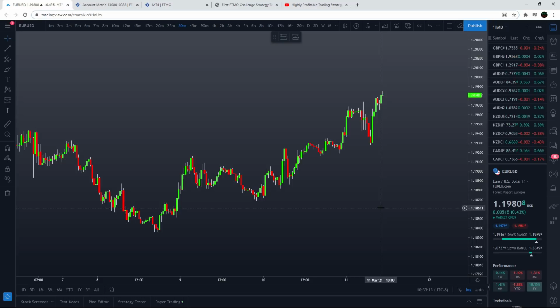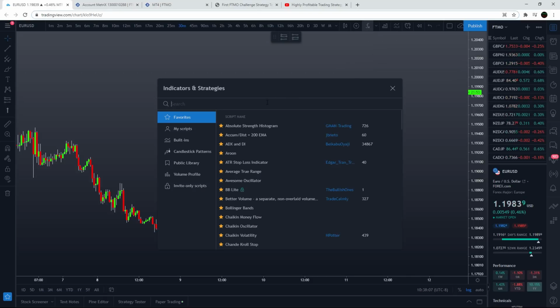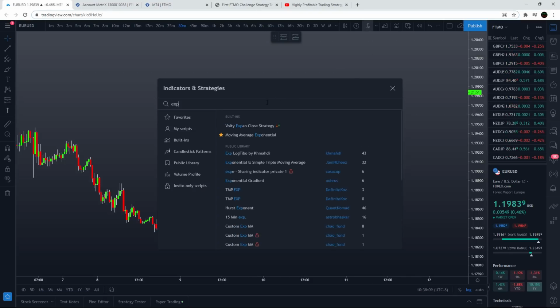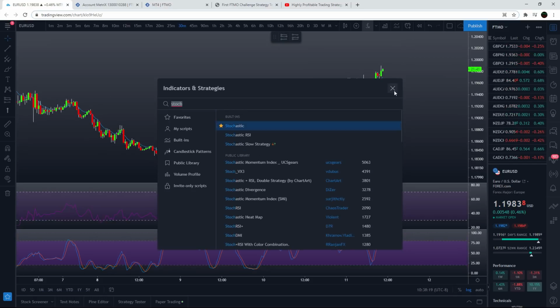Now let's go over an actual market scan. To do a market scan, we need our indicators. So let's pop up our indicators on the chart, starting with our exponential moving average. And that's going to be a 200 period. We'll change that in a second. Then we need our relative strength index, and we need our stochastic. So there's all our indicators for this strategy.